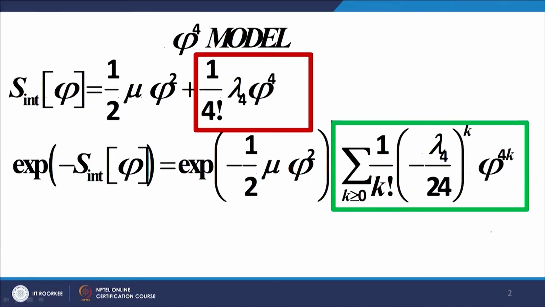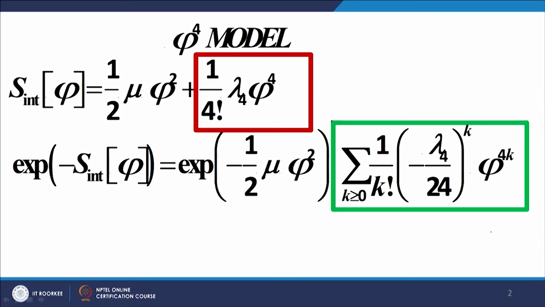Now, today we will talk about the phi to the power 4 theory in the context of Euclidean d-dimensional space. The action captures an interaction term involving the coupling constant, and the action can be written in the form that is given in the first equation, with the red box representing the interaction term.